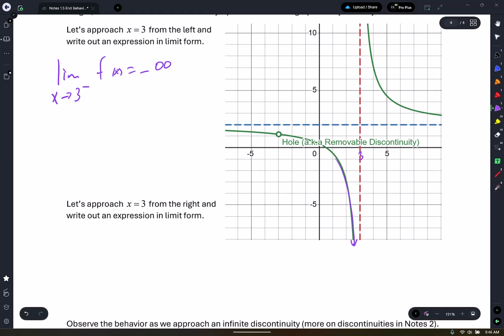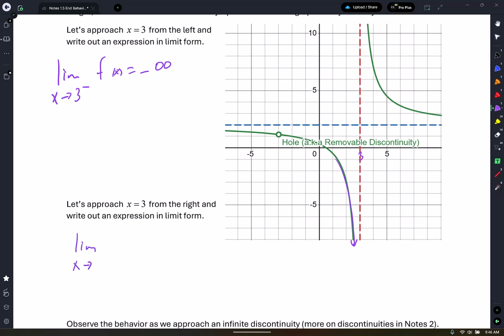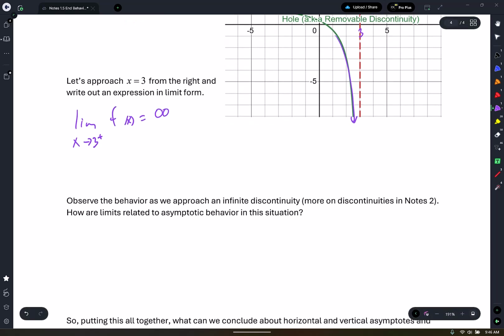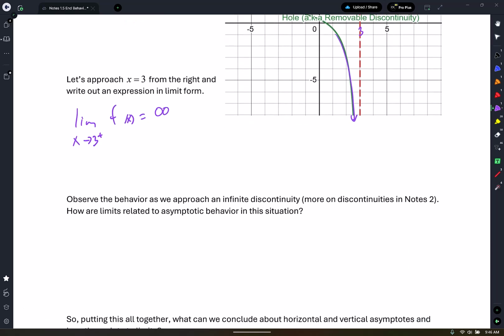Let's approach x equals 3 from the right and write out an expression in limit form. The limit as x approaches 3 from the right of this function equals, if I approach 3 from the right, positive infinity. And then I say, observe the behavior as we approach an infinite discontinuity. More on discontinuities in notes 2. How are limits related to asymptotic behavior in this situation?